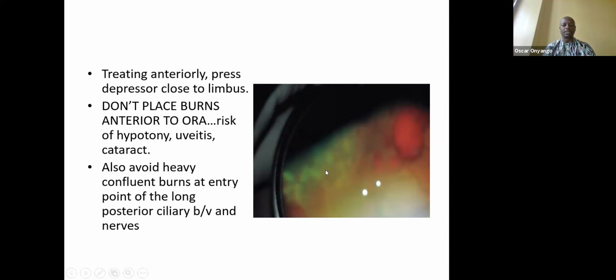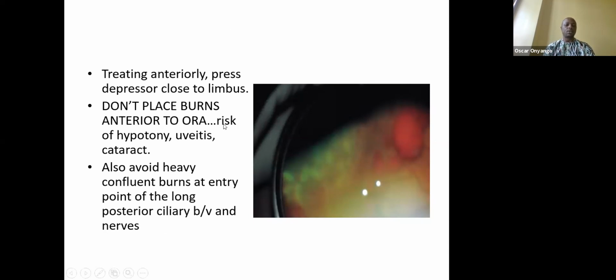This is the depression. You're pressing here. But as you're pressing here, you notice bleeding is occurring because the blood vessels are highly friable. So you need to laser and minimize this as much as possible. But sometimes it's inevitable because of the nature of the aggressive retinopathy of prematurity.